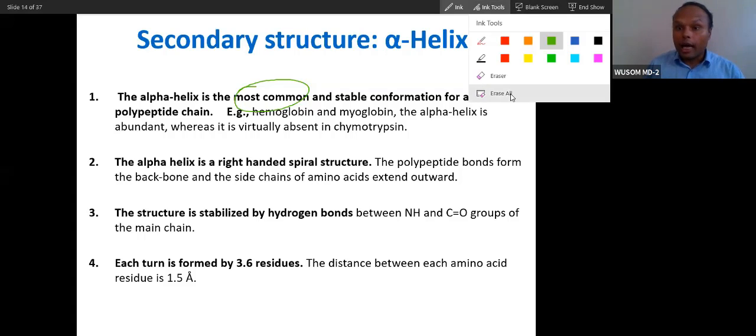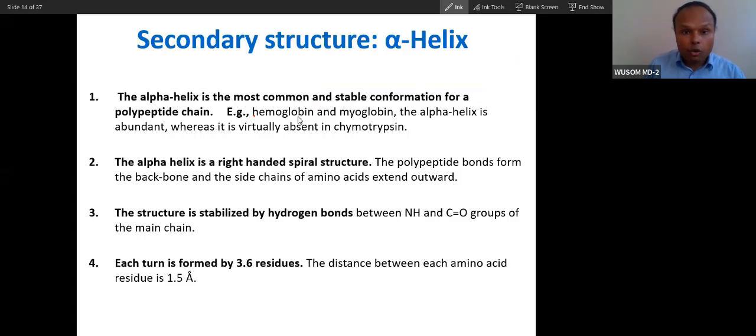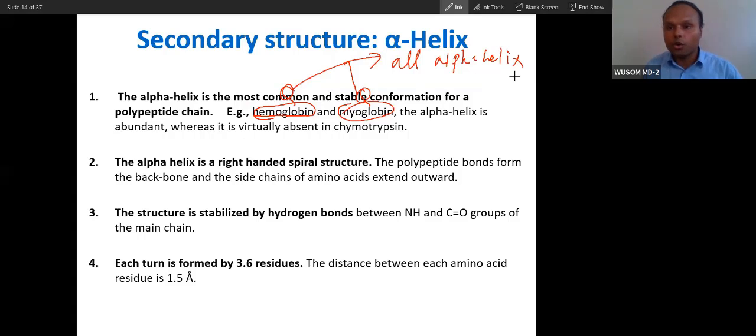We have already done hemoglobin and myoglobin, and I have already told you that hemoglobin and myoglobin have all alpha helix. This is also a question. There is no beta sheet in hemoglobin and myoglobin. Remember this point: the whole molecule has secondary structure of alpha helix. No beta sheet there.